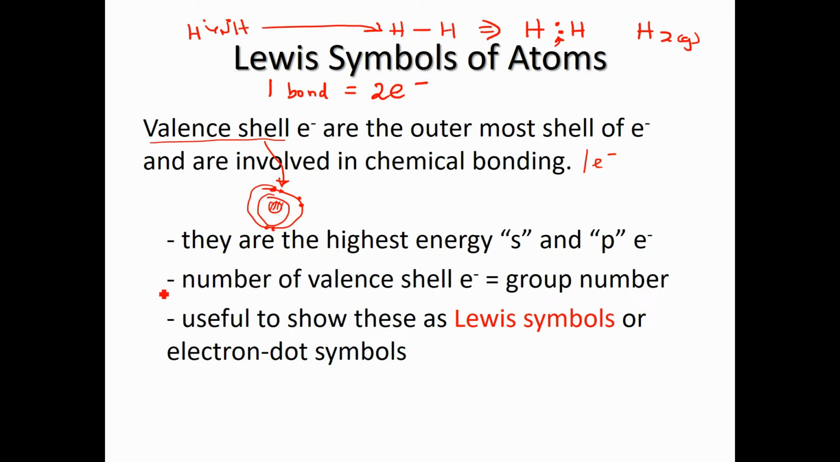Now the shortcut you can use is, if you can identify the main group count or the number of the main group on the periodic table, then that will automatically give you the number of valence electrons in the valence shells. And it's useful only to show the outermost electrons, which may be used in bonding or not bonding to give you lone pairs. So we use Lewis symbols for that purpose.